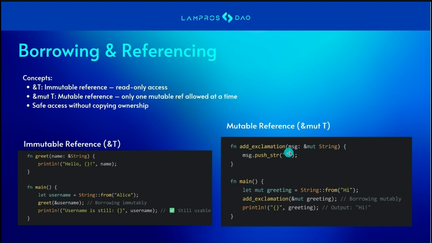Because we have pushed the exclamation mark at the end of the string. So if we are printing the hi greeting variable here, then hi exclamation mark will be printed. Why? And first of all, why will we be able to print greeting here? Because we have used the ampersand sign here. Ampersand means this greeting still holds the ownership of this hi variable.